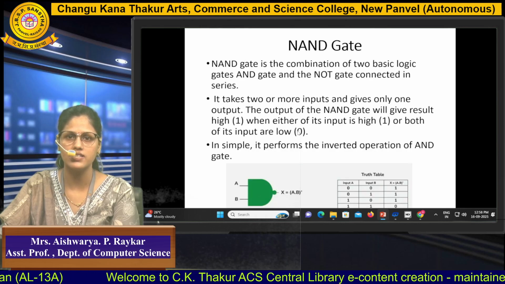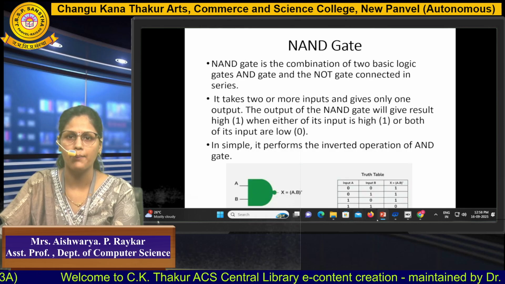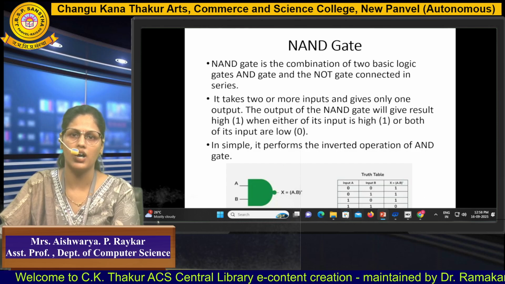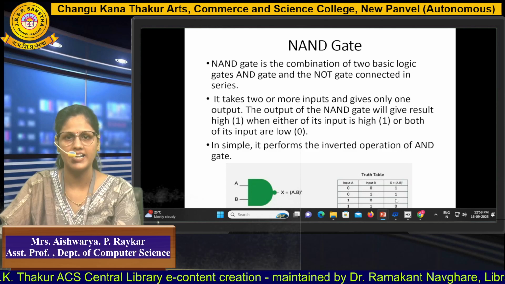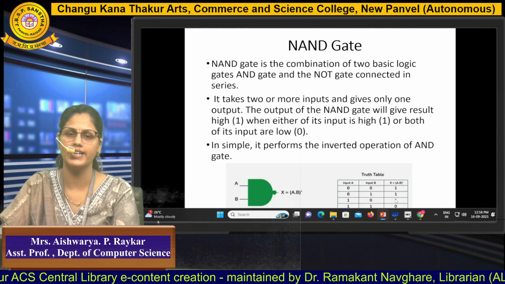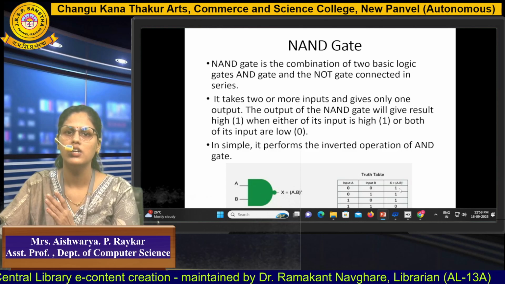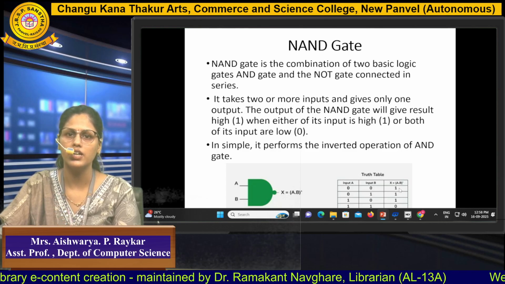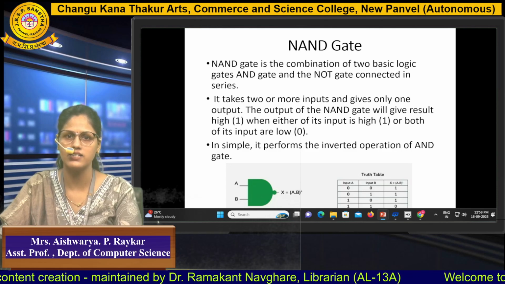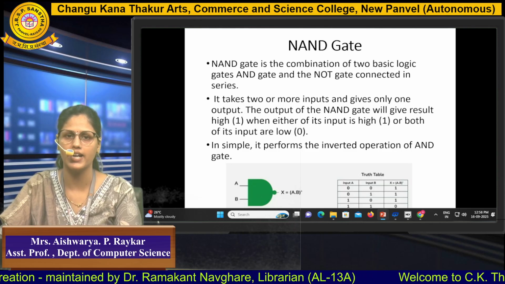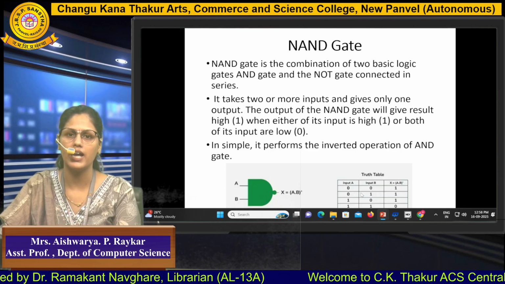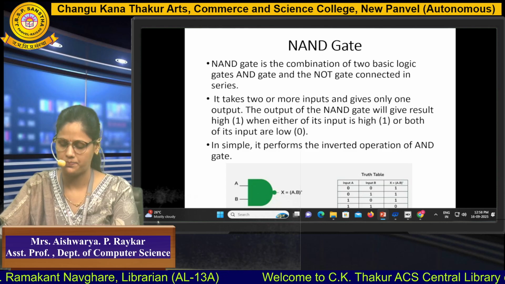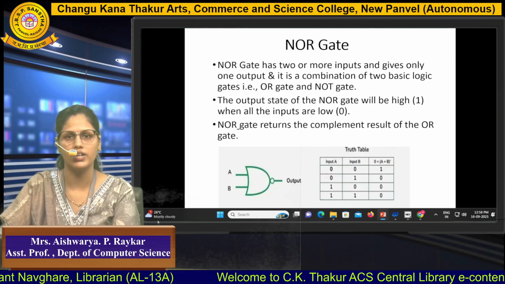So here we can see, here what will happen? If both the logics are 1, then the output will be 0. That is exactly opposite of AND gate. So NAND is an exactly inverted operation of AND gate. That is the thing to be remembered about NAND gate. And what is the Boolean equation? A dot B, the whole bar.